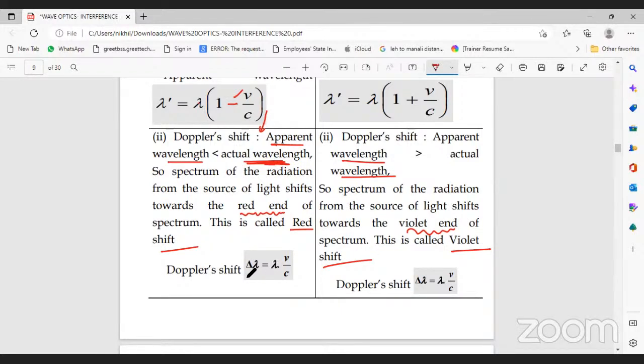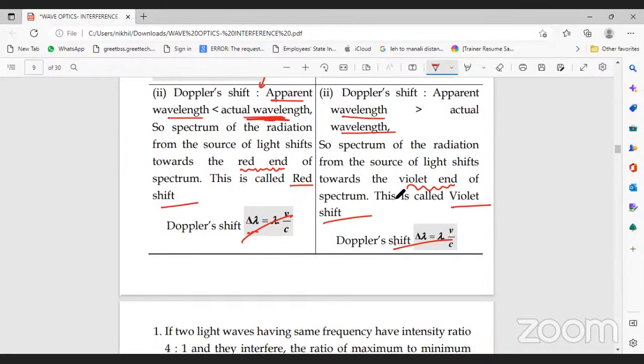If you want to find the change in the wavelength, you can use the formula lambda into v by c. The change in shift is going to be the same in both cases: lambda into v by c. So these are the formulas in the case of the Doppler shift of light.